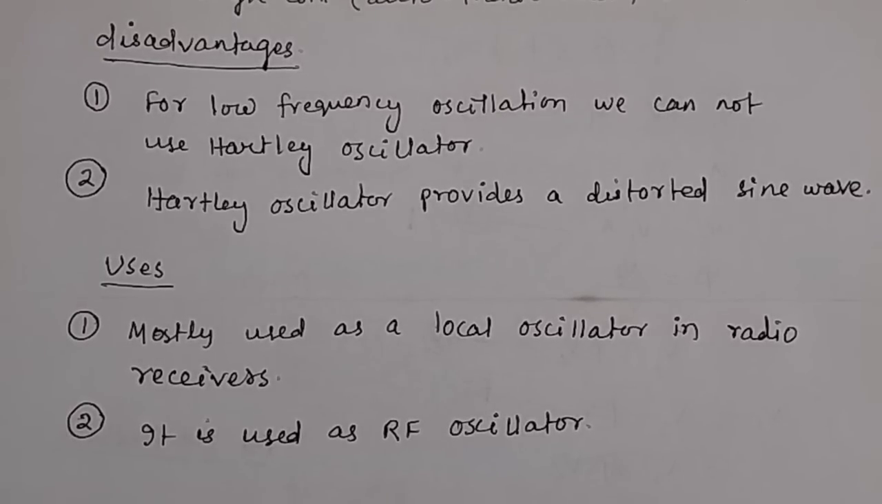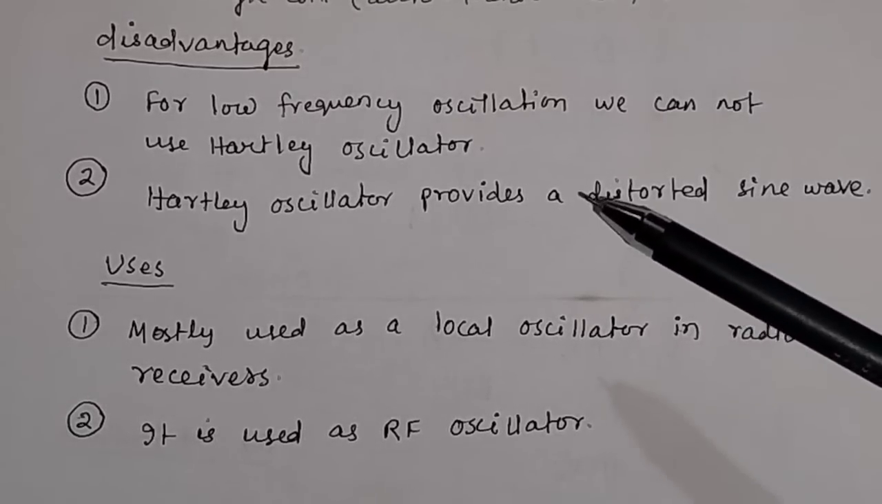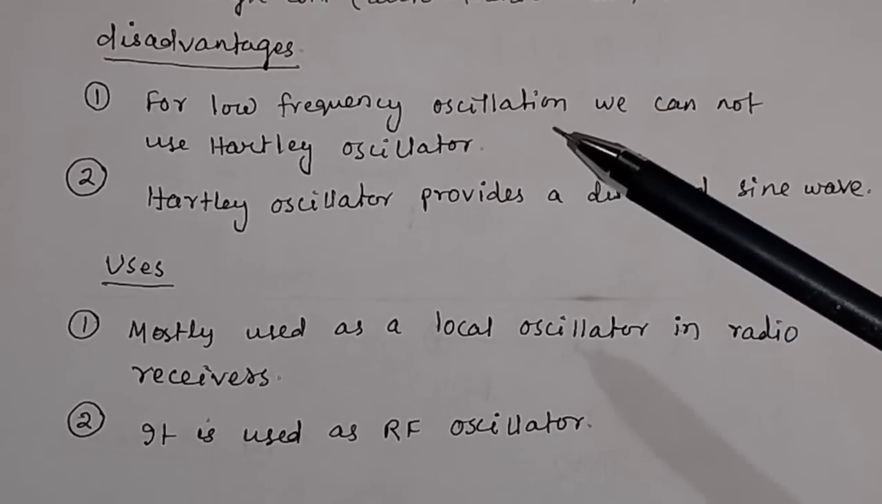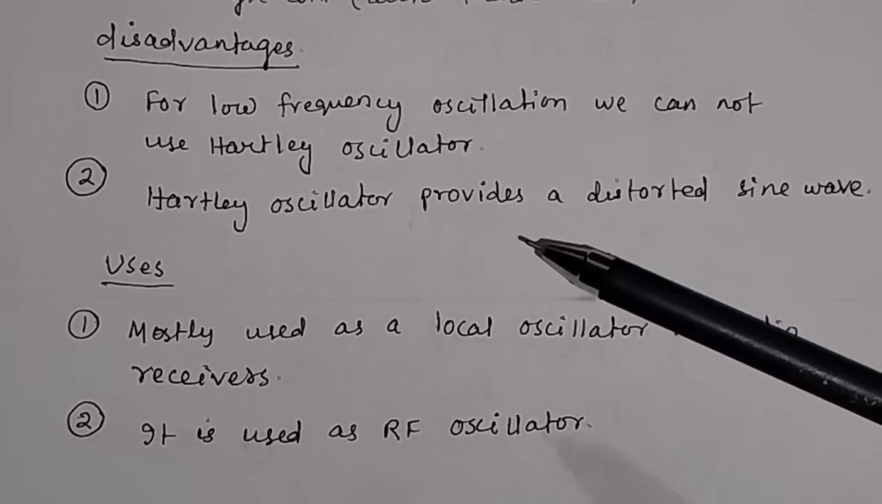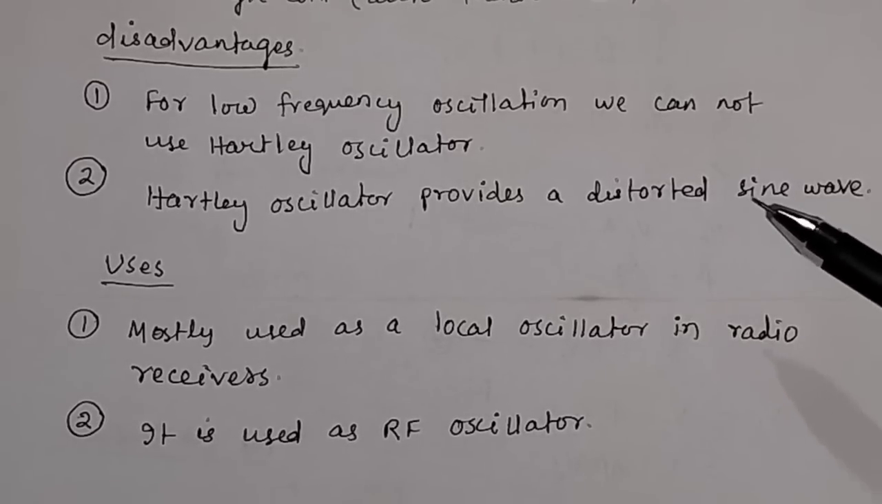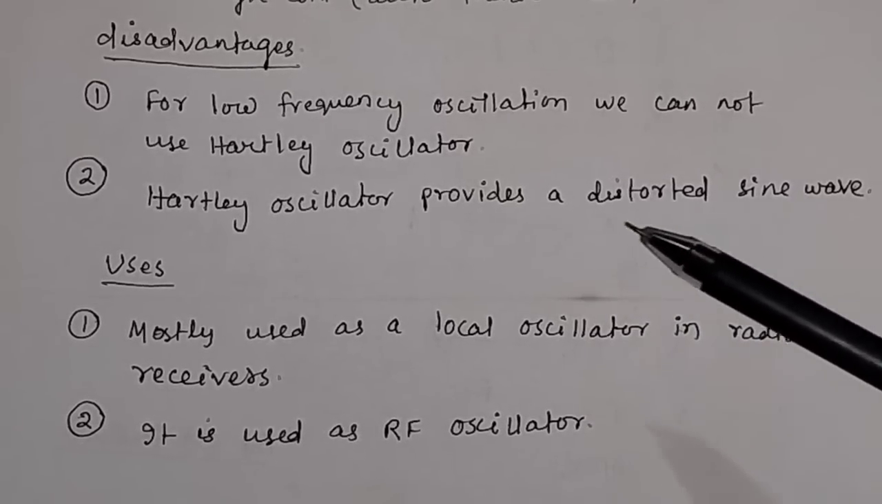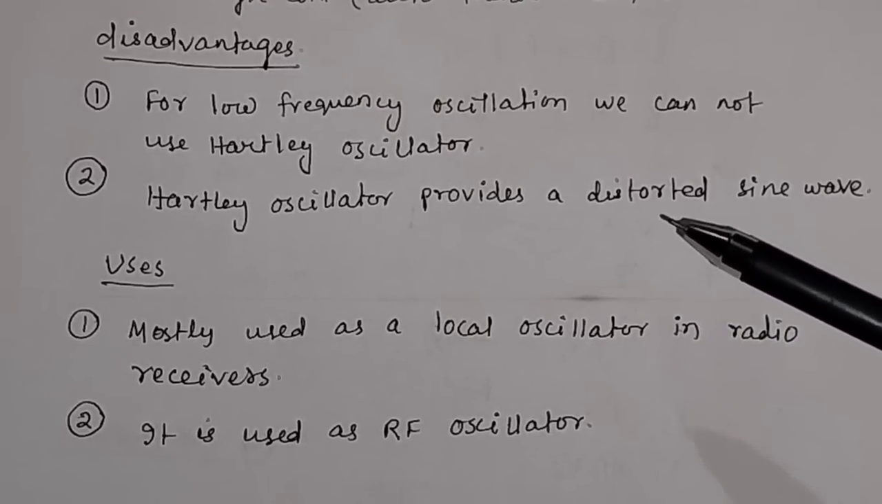What are the disadvantages of the Hartley oscillator? The main disadvantage is, for low frequency oscillation you cannot use the Hartley oscillator. As I have discussed, for low frequency oscillation you need the RC phase shift oscillator. Another disadvantage is that the Hartley oscillator produces a distorted sine wave. This is also a main disadvantage. You have distortion in the output sine wave of the Hartley oscillator.